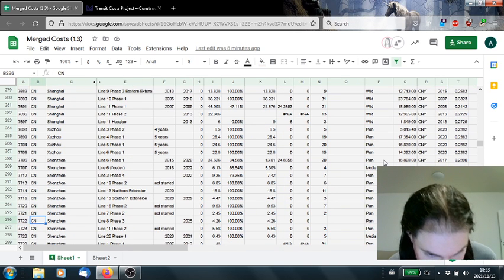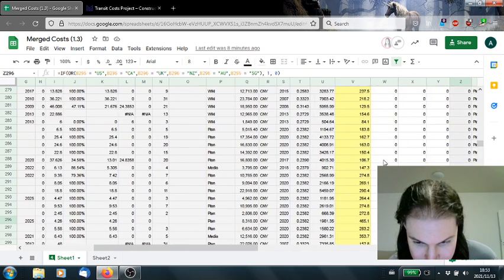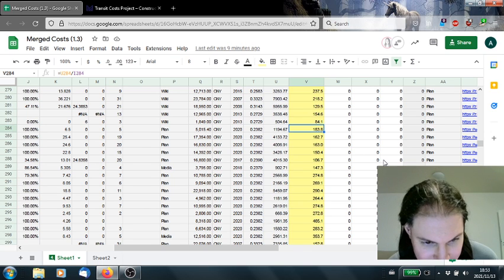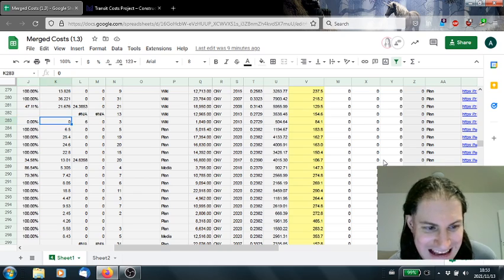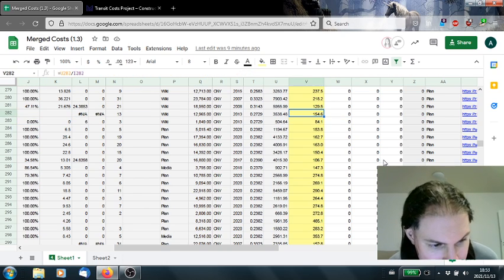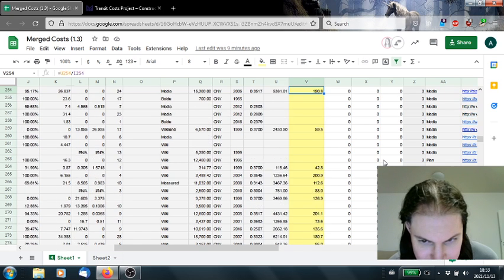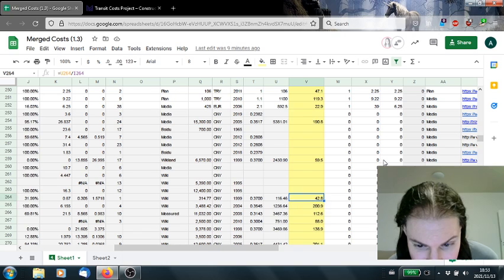Which line is this? This is, okay, line 8, phase 3 in Shenzhen. I don't know why it's so expensive. And likewise, this is a line that's entirely elevated, so that's why it's cheaper. But these are old lines, so don't mind them very much.